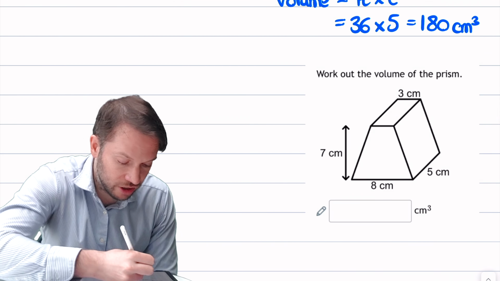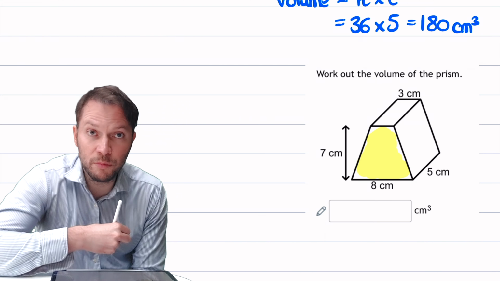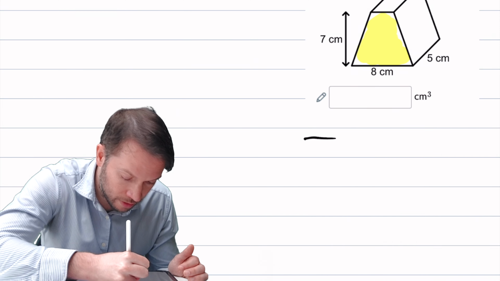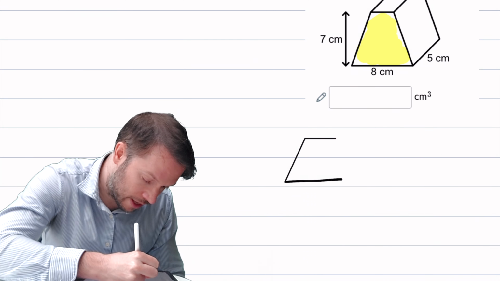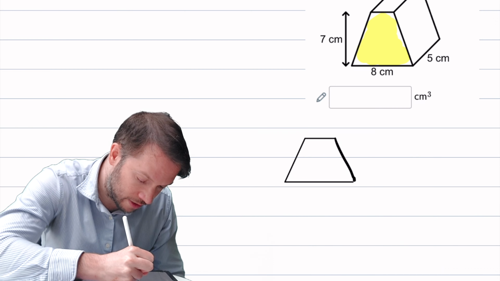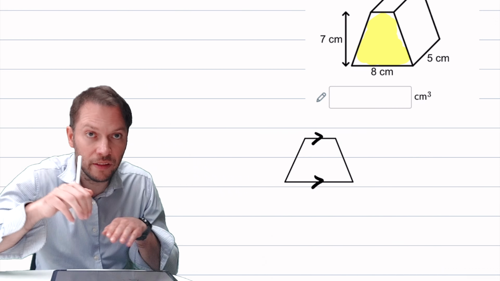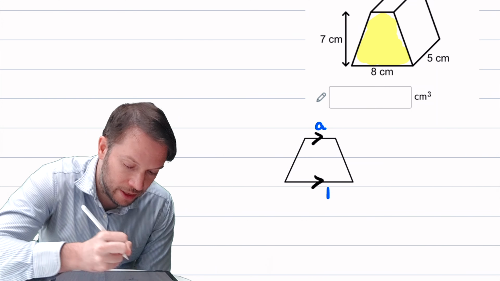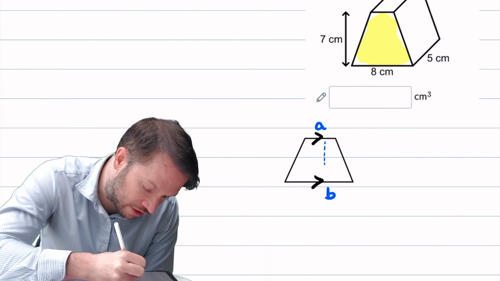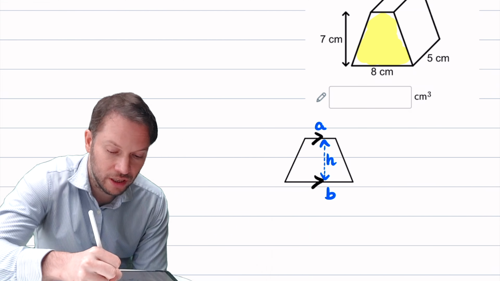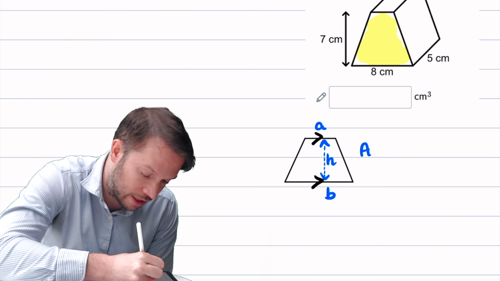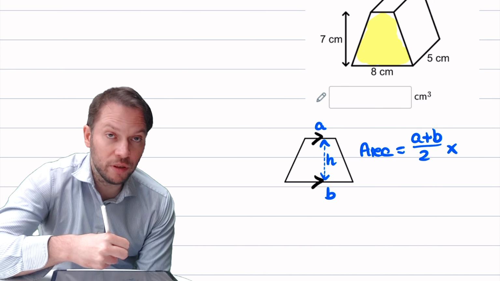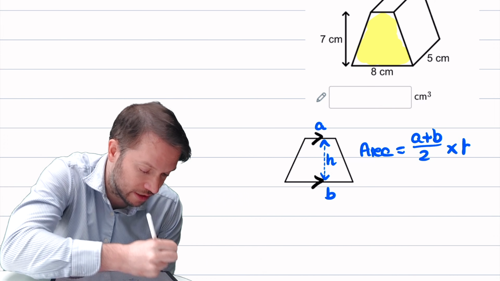Right, we've got a second one here. This time the cross-section is a trapezium. And let's remind ourselves how we find the area of a trapezium. So if I draw some lines like this, and let's just say that this is the pair of parallel sides here, the lines in the same direction. Then if the two parallel sides have lengths A and B, and the distance between those parallel sides is h, then the area is going to be the average of the parallel sides, so A plus B over 2, multiplied by the perpendicular distance between them.